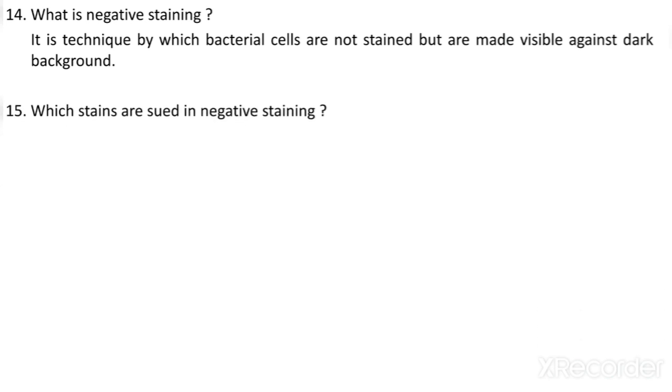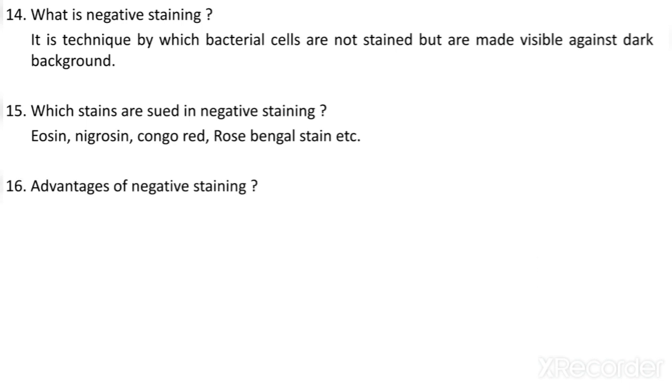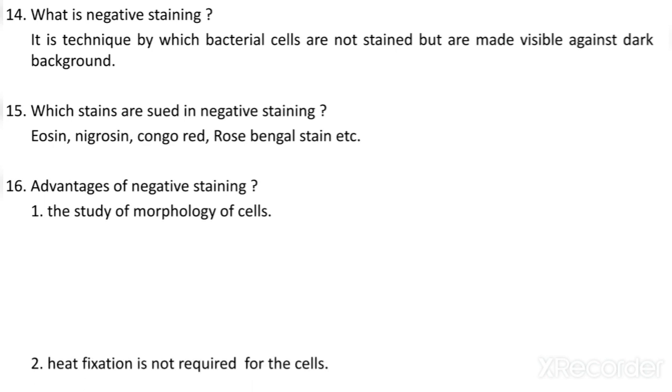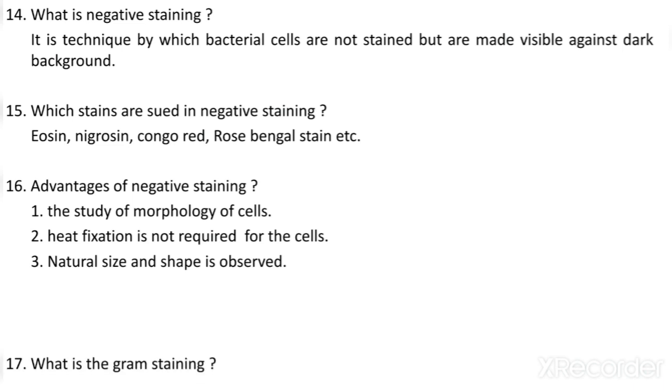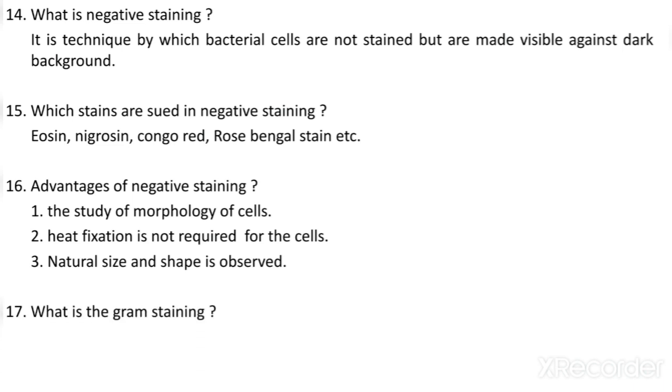Which stains are used in negative staining? As I told you, nigrosin, eosin, Congo red, rose bengal stain or Indian ink we can use. Advantages of negative staining. First, we can study the morphology of cells. Heat fixation is not required for the cells here. A natural size and shape we can observe here. So these are the three advantages of negative staining.